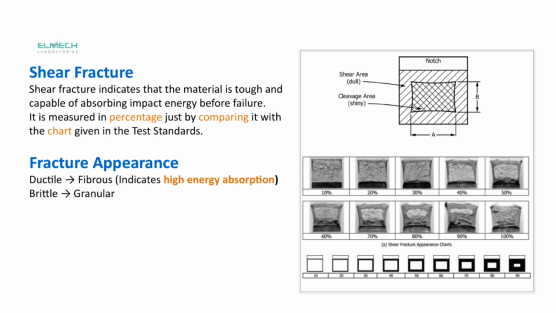Next, let's look at the fracture appearance. When a material fractures, the way it looks can tell us a lot about its properties. For example, a ductile fracture appears fibrous, which shows that the material has absorbed a high amount of energy before breaking. This fibrous look is a sign of toughness. On the other hand, a brittle fracture appears granular, indicating that the material didn't absorb much energy and broke more suddenly. Recognizing these different appearances helps us understand the material's behavior under stress and how it might perform in real-world applications.